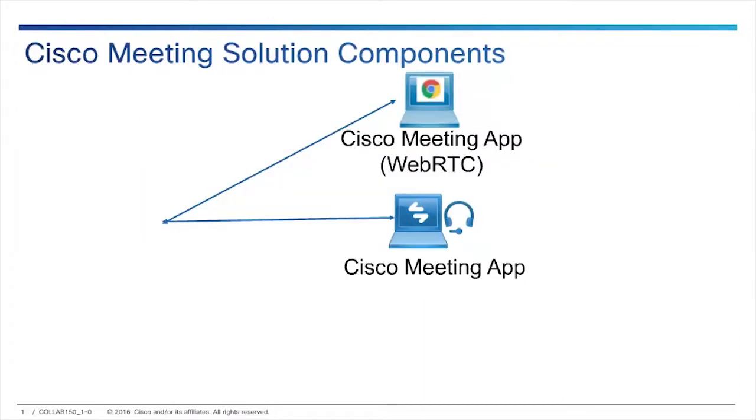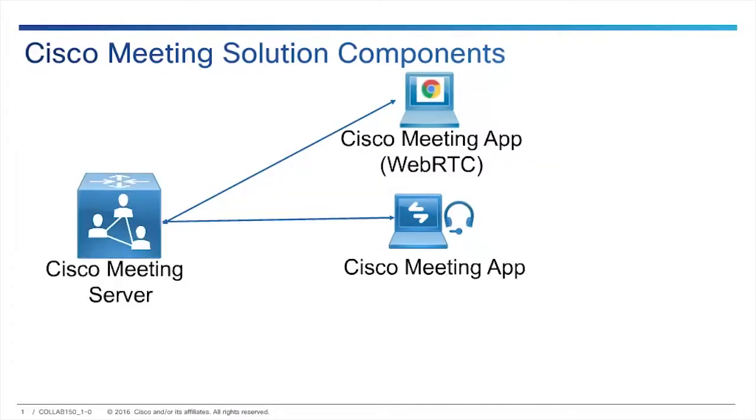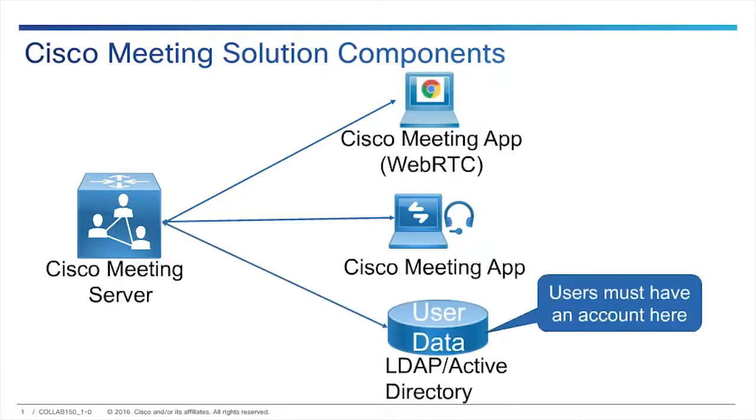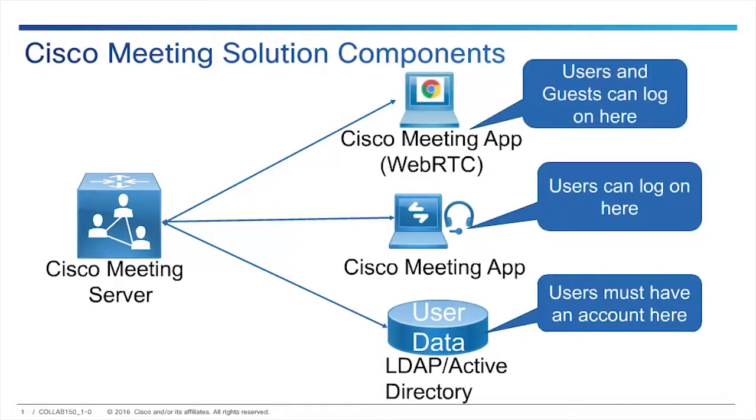The Cisco Meeting app connects to the Cisco Meeting server. Users log into the apps using account credentials provided by an LDAP or Active Directory server. Any user without an account can only use the WebRTC app as a guest. The next video covers Cisco Meeting app documentation.